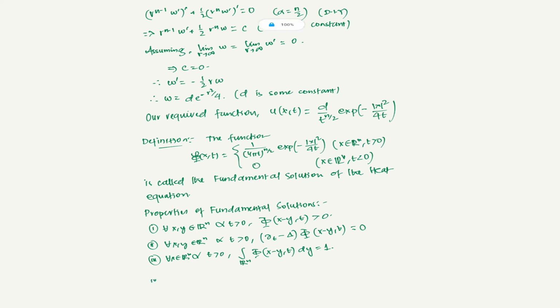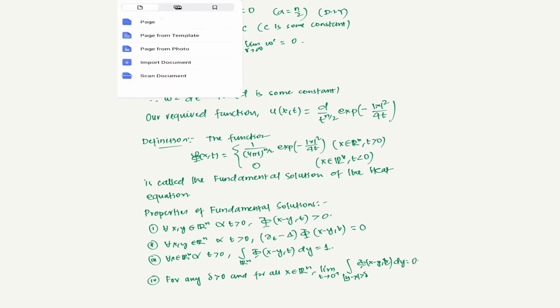And number 4, the last property: for any delta positive, and for all x in Rn, the limit as t tends to 0 plus of the integral, basically if you are looking at the fundamental solution outside, in the exterior domain, of phi of x minus y, t dy, is 0, right? So these are the properties.